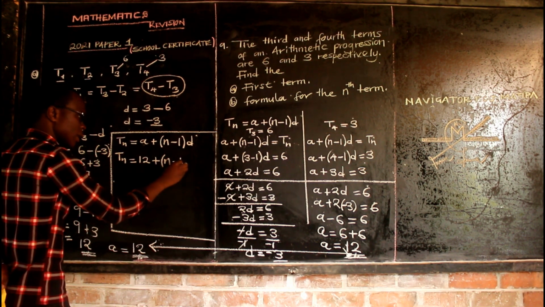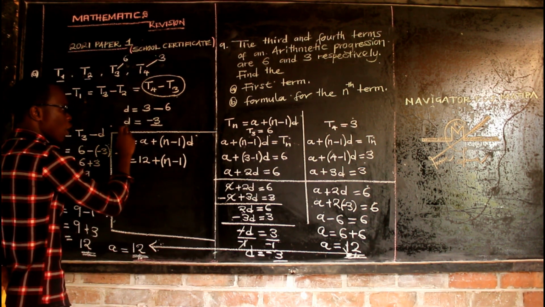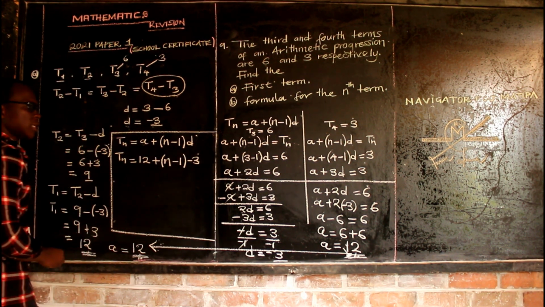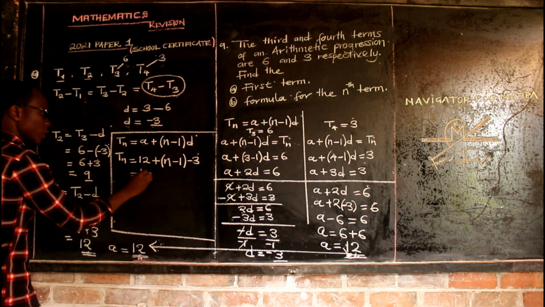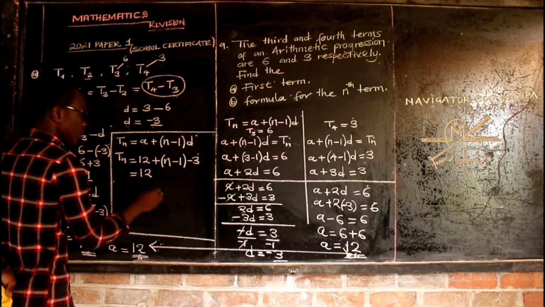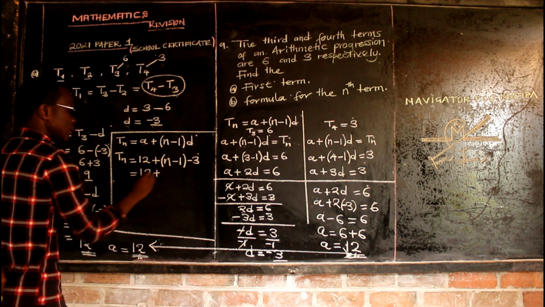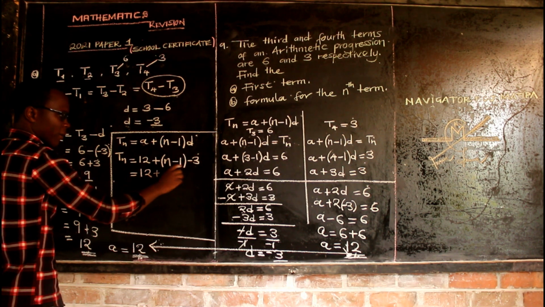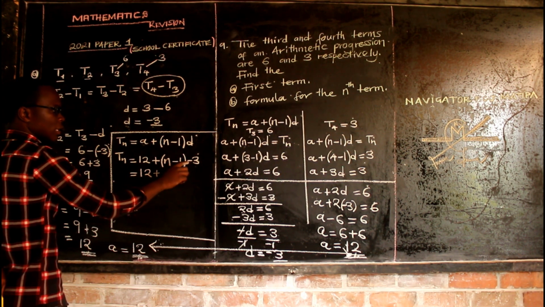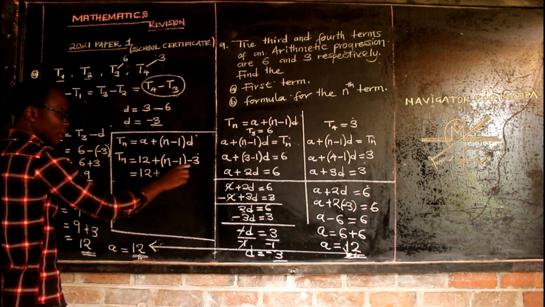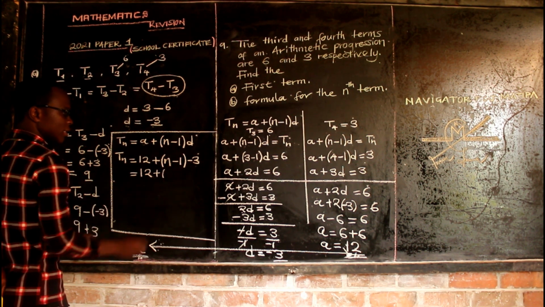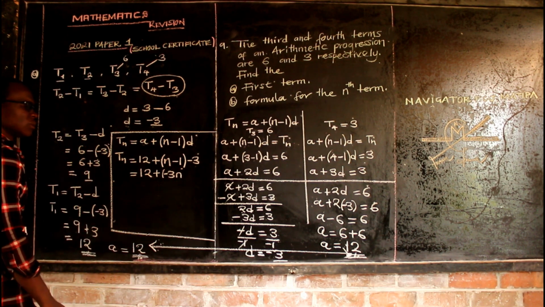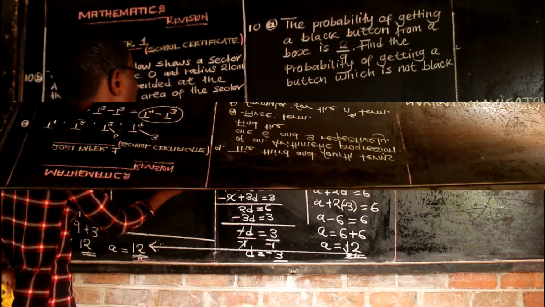Minus 1. Then what is our common difference? Our common difference is negative 3. Then you say is equal to, maintain 12, then plus, you multiply this negative 3 by what is inside. So negative 3 times n, you are going to obtain negative 3n.